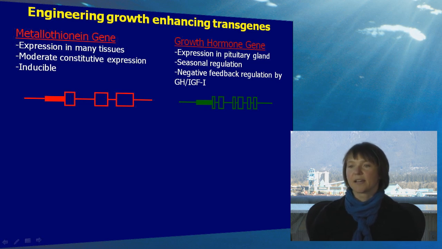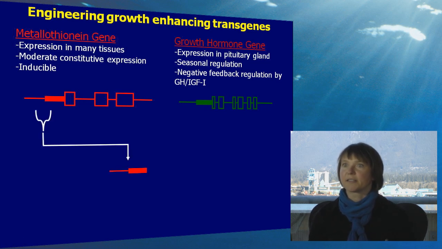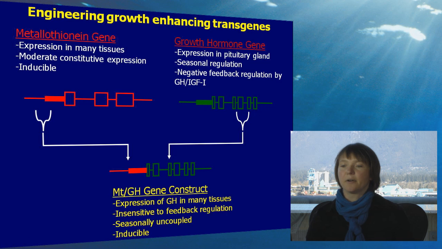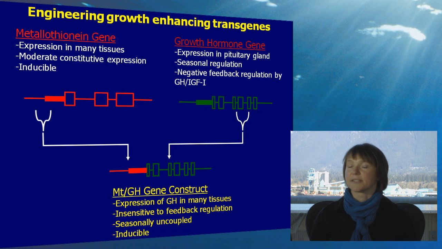Now, if we take the promoter, so the part that regulates that metallothionein gene, and connect it to the growth hormone gene, you now end up with growth hormone being produced throughout a number of tissues in the body, and it's no longer subject to regulation from seasons or self-regulation from other hormones within the body. So you end up with unregulated production of growth hormone.